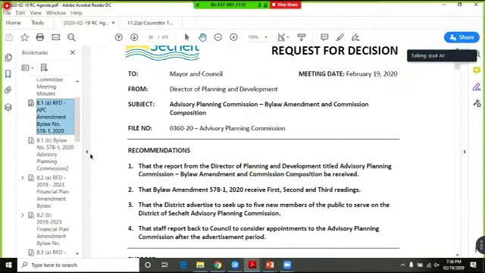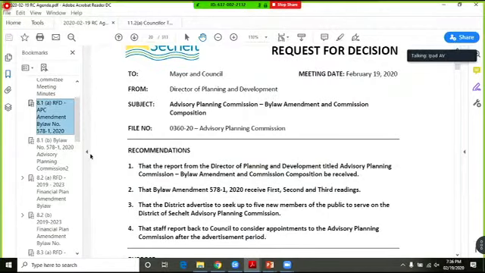Councillor McLean: I will move recommendation 2, that bylaw amendment 578-1-2020 receive first, second, and third reading. That recommendation 3, that the district advertise to seek up to 5 new members of the public to serve on the District of Sechelt Advisory Planning Commission. And recommendation 4, that staff report to council to consider appointments to the Advisory Planning Commission after the advertisement period. And that's seconded. Any further comments? All those in favor? Aye.